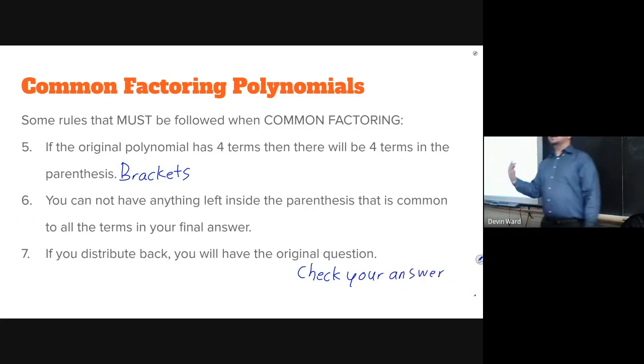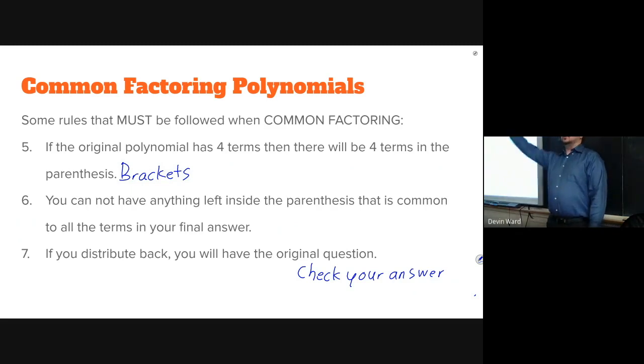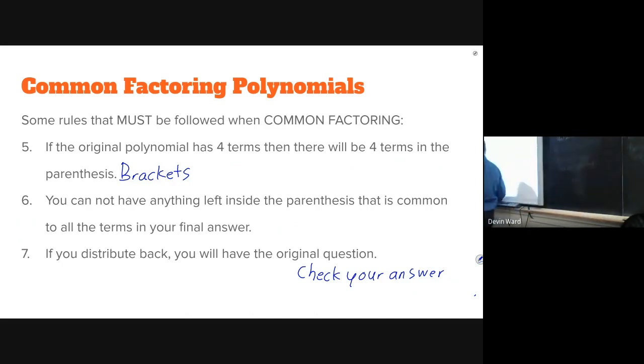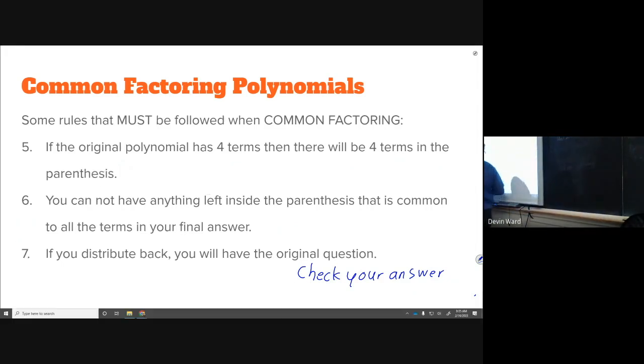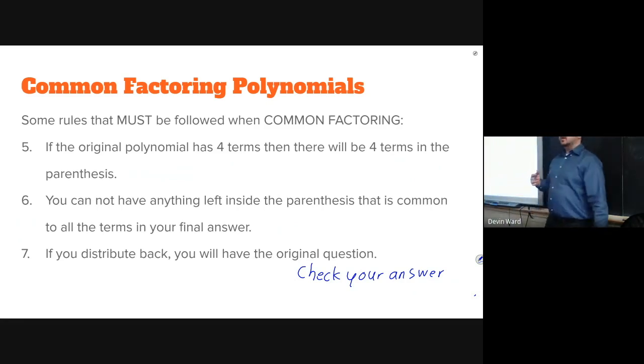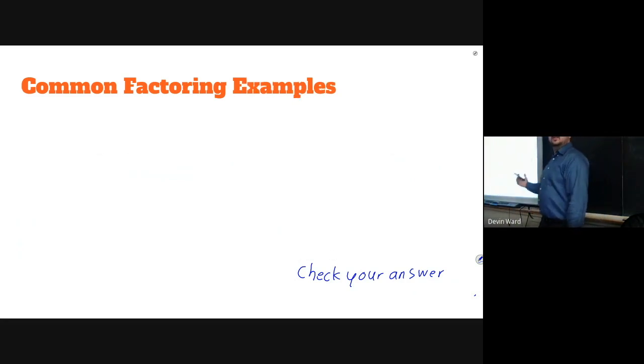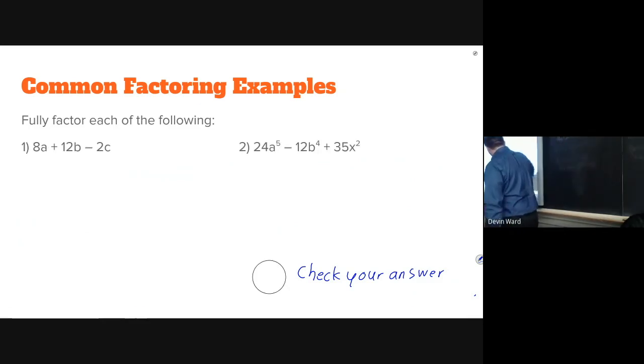So you can check to see if you're right. What you do is you distribute your greatest common factor back in, and you should get the original question that we had at first. So you can double check all your work with this. I'll probably show you how to check for the first one and then kind of go from there. It'll make a lot more sense once we start doing some examples.